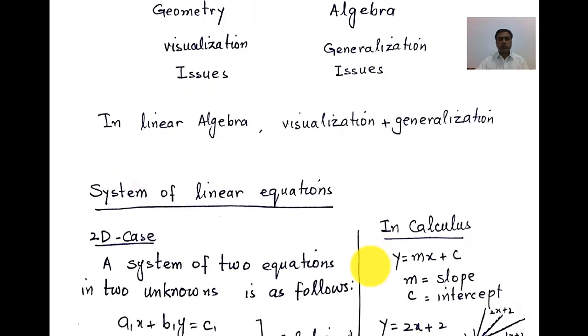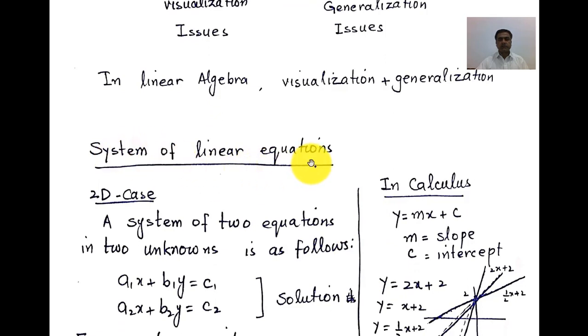The first topic of the course is system of linear equations. So first I take a linear equation. In calculus we know that a linear equation is of the form y equal to mx plus c. And we also know that this equation always represents a straight line. The graph of that straight line is fixed by these two numbers, m and c. This m is known as the slope of the straight line and this c is known as the y-intercept, that is the point at which the line intersects the y-axis.